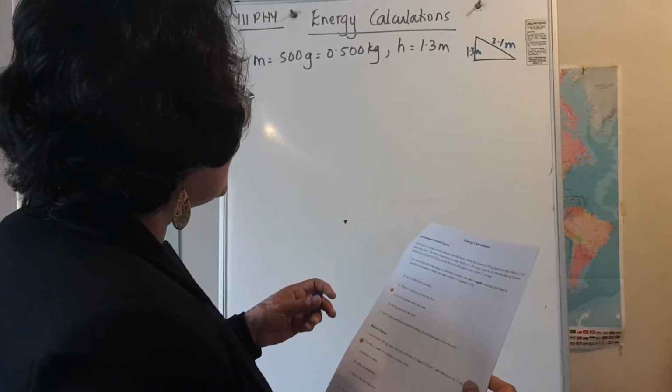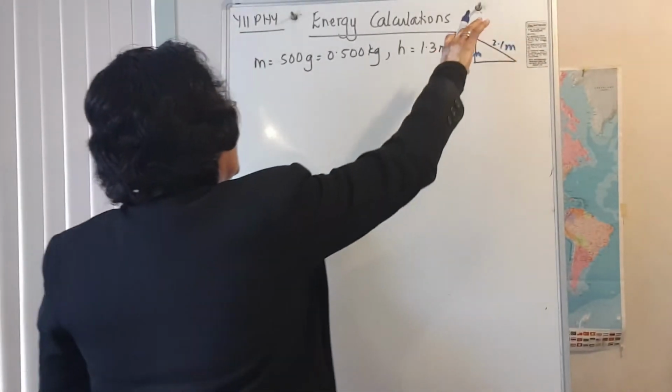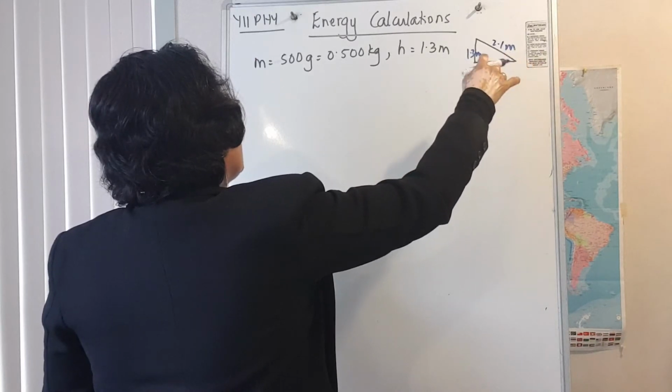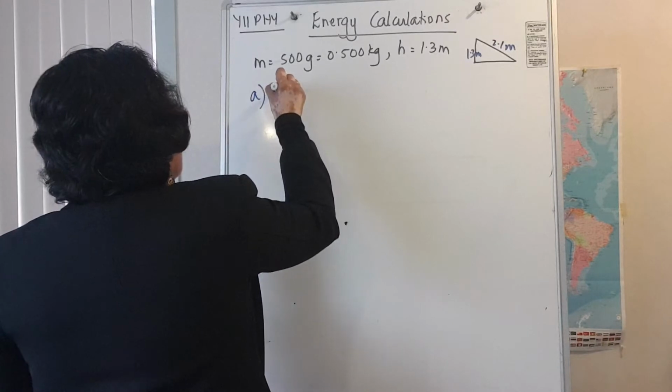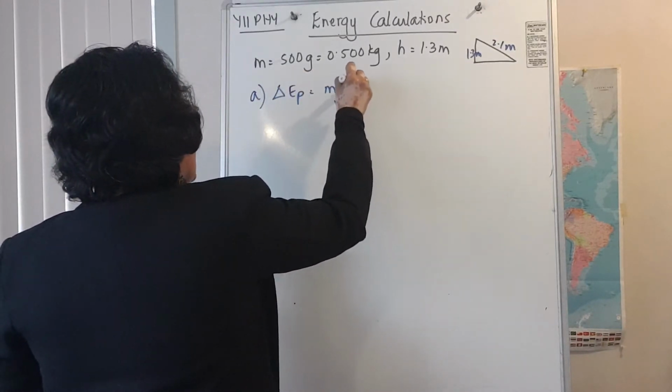So when it slides down the ramp, okay, so when something is falling down, the gravitational potential energy is lost. Okay, and the gravitational potential energy lost is mg delta h.